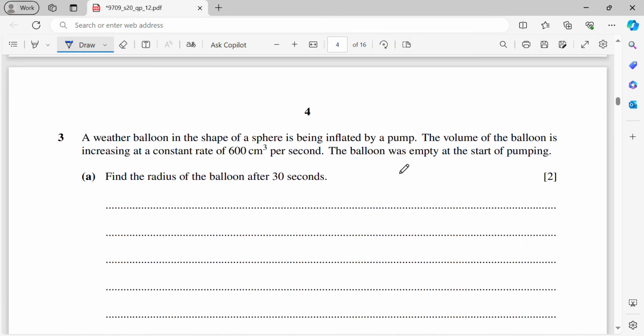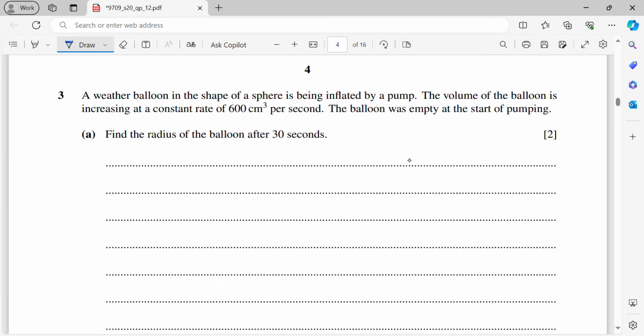Okay, now next question, number 3. A weather balloon in the shape of a sphere is being inflated by a pump. The volume of the balloon is increasing at a constant rate of 600 centimeter cube per second. So volume is V. Whenever you see the rate, that is d over dt. Therefore, when I combine this whole information, that is dV over dt.